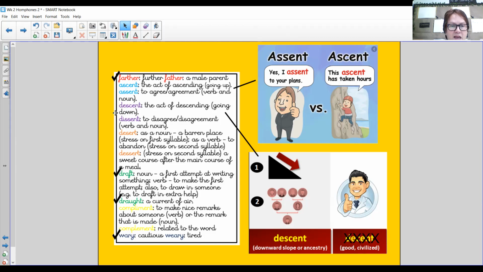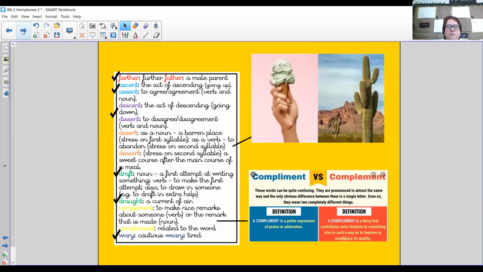We'll look at this spelling here, D-I-double-S, descent, that you agree. Okay, so quite tricky ones. But that's why I've put them together, particularly the assent going up and the descent going down. Okay, so they're quite tricky. Let's have a little look at the next ones.